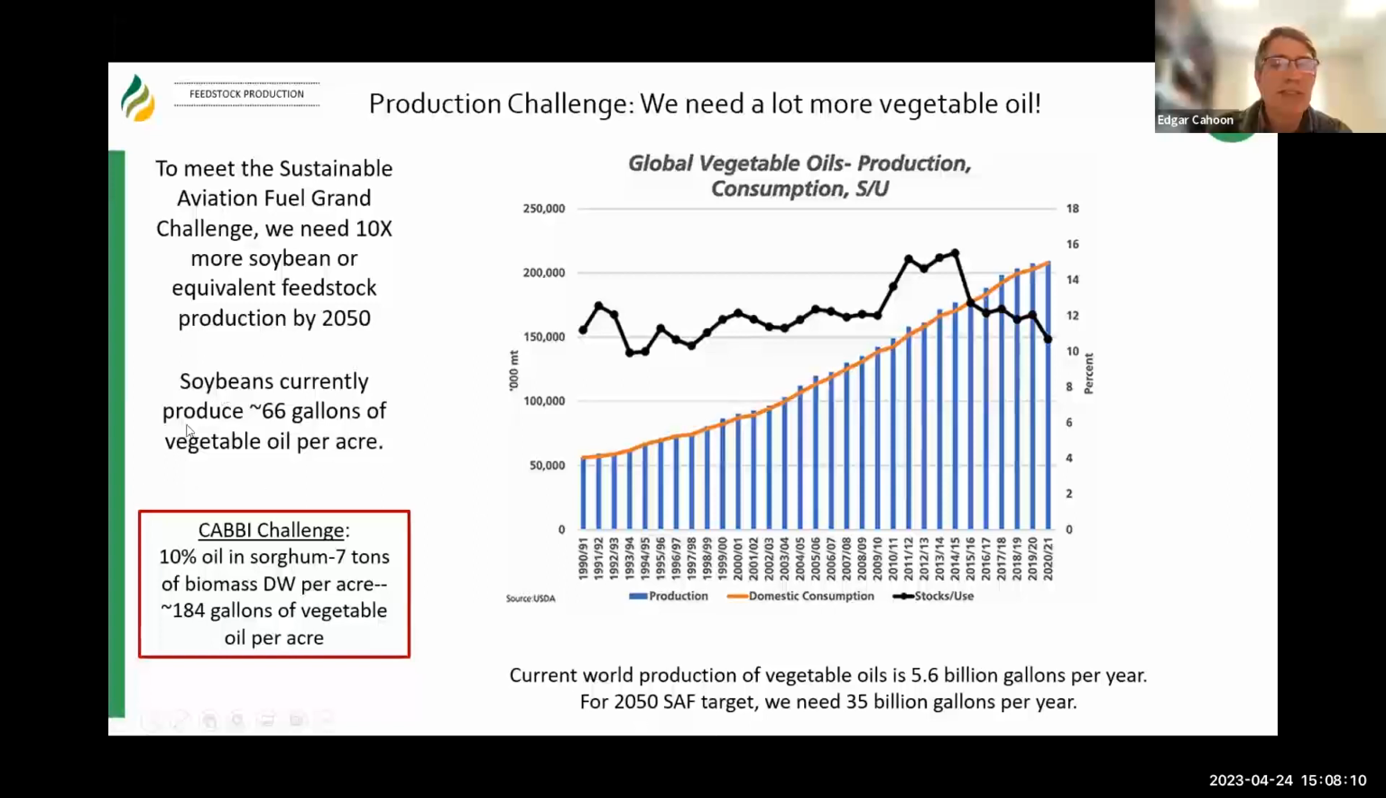Soybeans produce about 66 gallons of vegetable oil per acre. If we in CABBI could produce 10% oil in sorghum, and maybe we assume that we could get about 7 tons of biomass dry weight per acre, that would equate to about 184 gallons of vegetable oil per acre, more than maybe 2.5 times that of soybean. In a perfect world, that's what we would get. So we need a lot more vegetable oil.